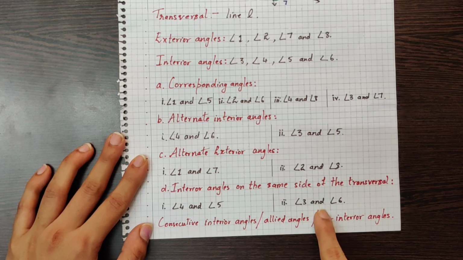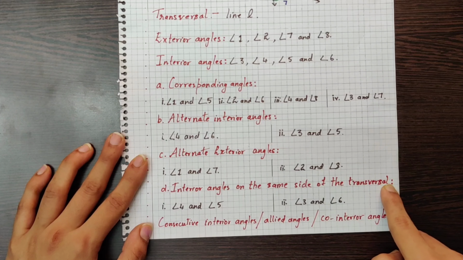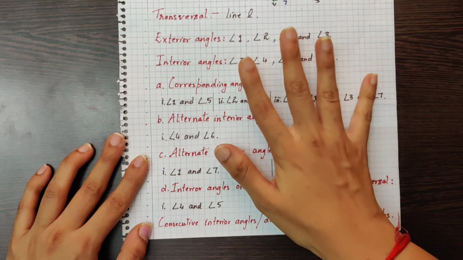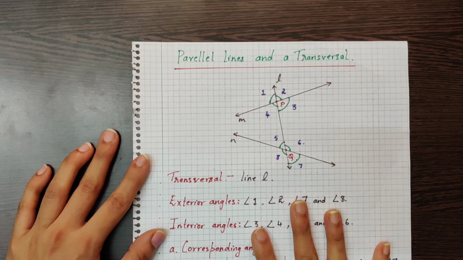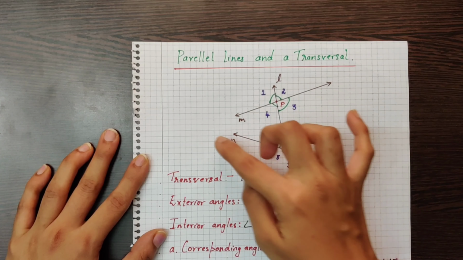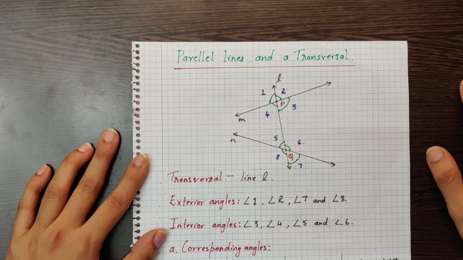Now these angles, that is the interior angles on the same side of the transversal, are also referred to as consecutive interior angles or allied angles or co-interior angles. So these were the different kinds of angles that we find when a transversal intersects two or more lines.